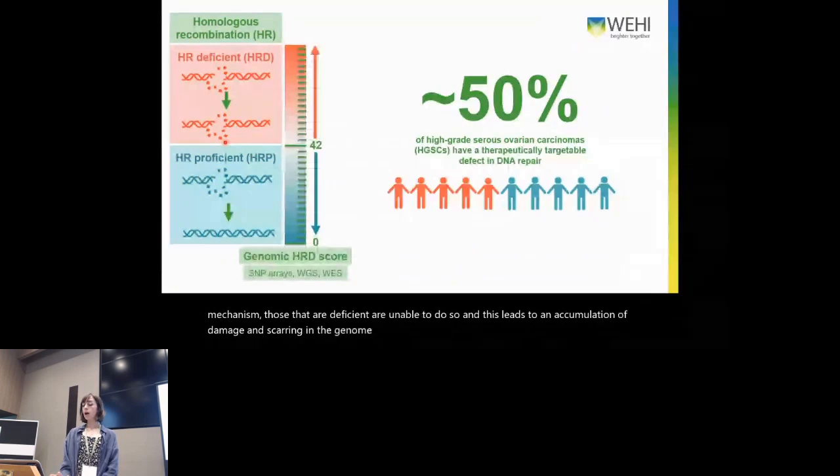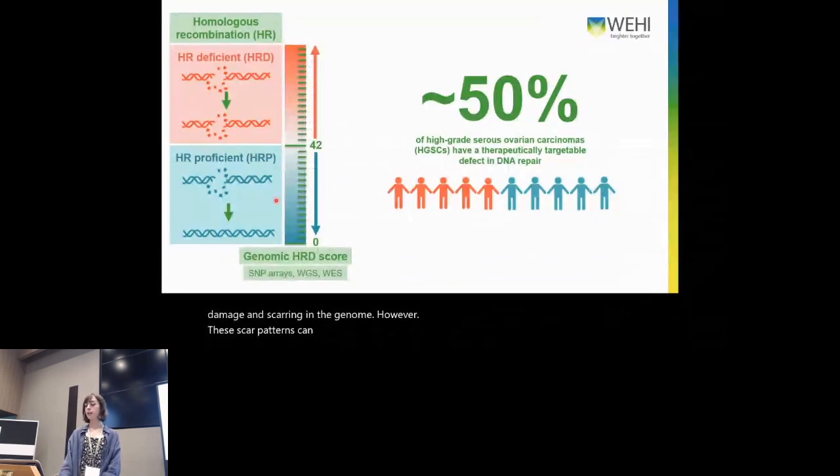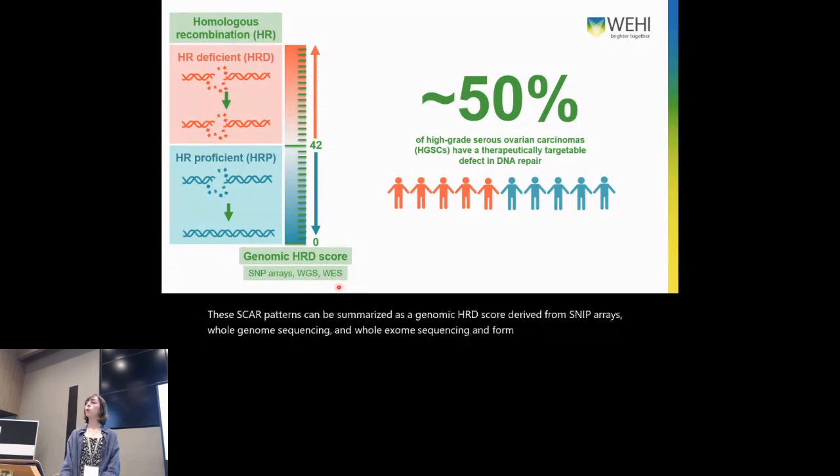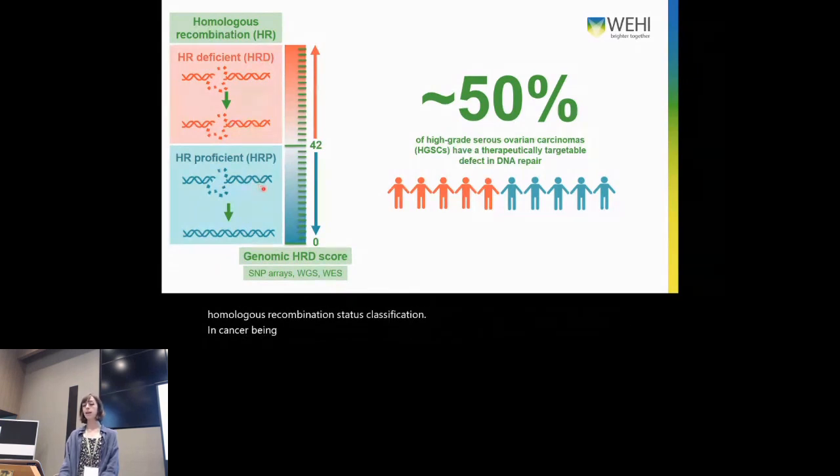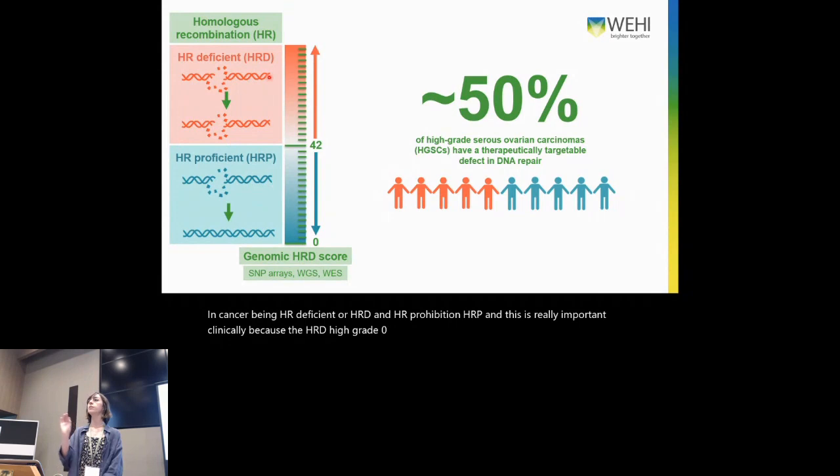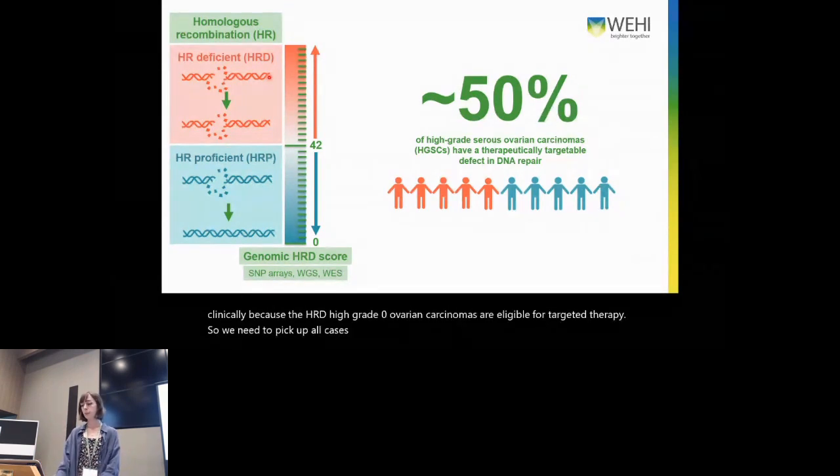However, these scar patterns can be summarized as a genomic HRD score derived from SNP arrays, whole genome sequencing, and whole exome sequencing, and form the basis for homologous recombination status classification in cancer, being HR deficient or HRD and HR proficient HRP. And this is really important clinically because the HRD high-grade serous ovarian carcinomas are eligible for targeted therapy. So we need to pick up all cases that are HRD.